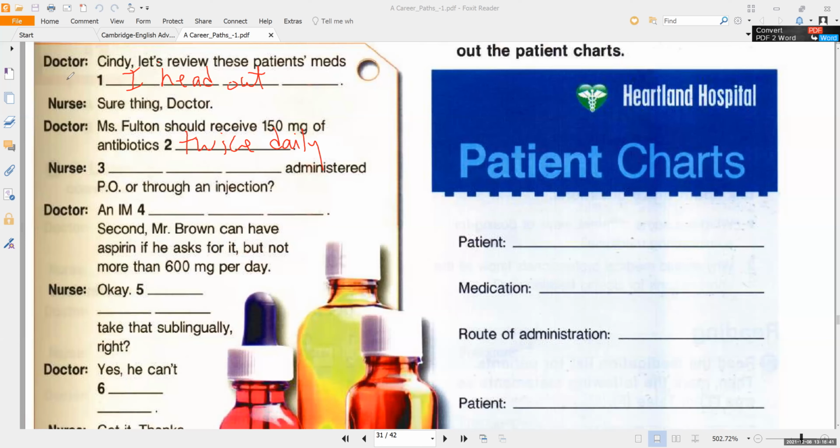And number one, sorry, we have before I head out. Before, yes. Okay, number 3. Should that be administered PO or through an injection? Yes. Should that?